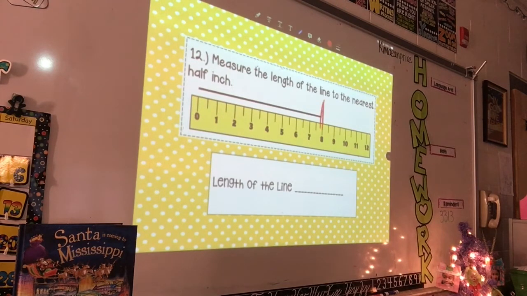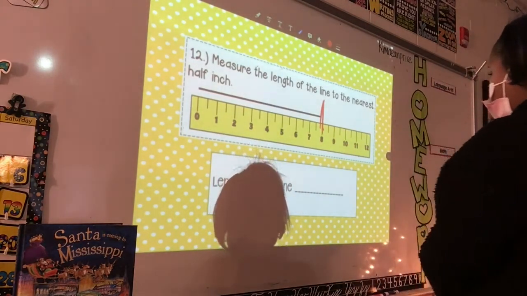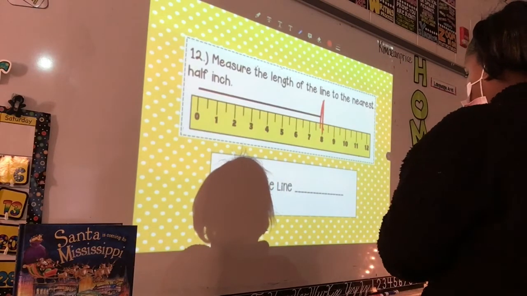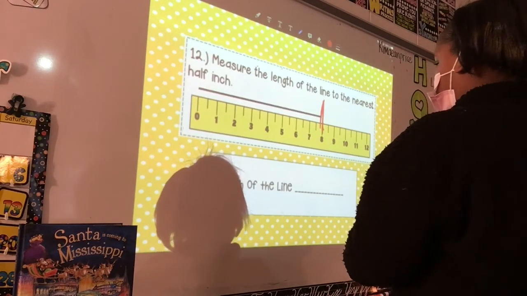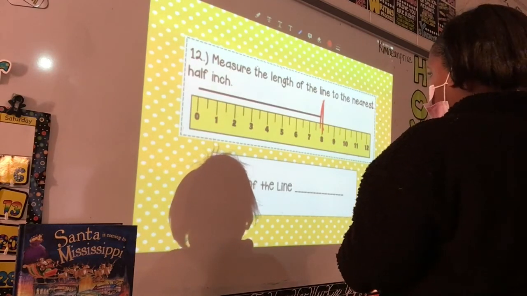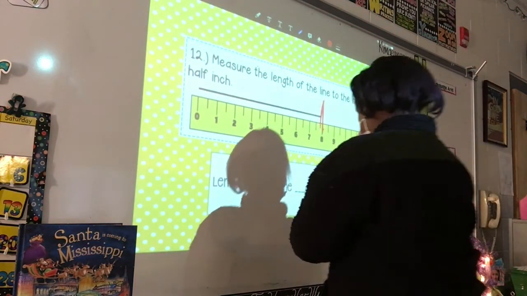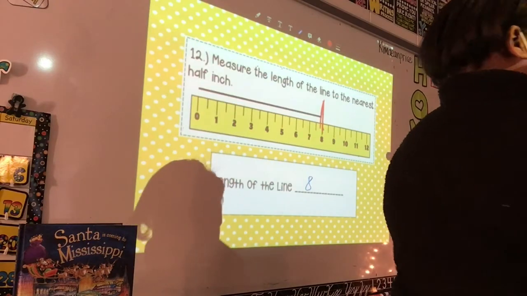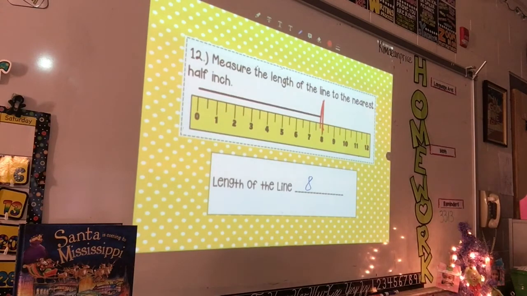This one stops here. So Aubrey, is this one gonna have a half behind it? Nope. So where did it stop, Aubrey? All right, so that's your answer. Good. This one's not gonna have a fraction because it stopped directly on the whole number. Okay? So you should put an 8. Put an X over 8.